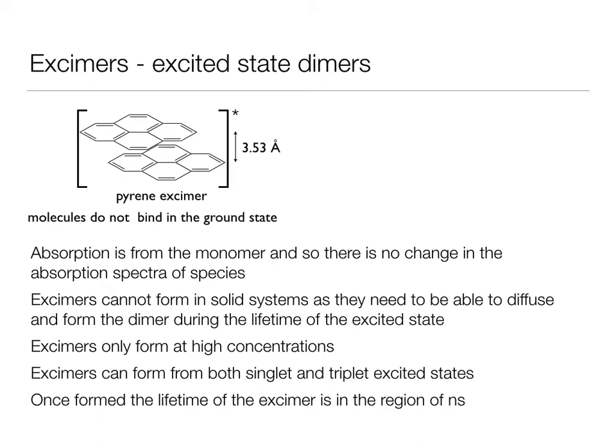We can get excimer formation from both singlet and triplet states, and they have to be in solution, or they have to be able to kind of diffuse and meet. I can't get them forming in the solid state because I can't get these two monomers moving around and forming a dimer complex. So if I freeze something, the emission I see is never going to be excimer emission. They form at high concentrations because of that limit of needing to diffuse within the lifetime of the excited state. So the higher the concentration, the higher the probability of being able to form that excimer dimer.